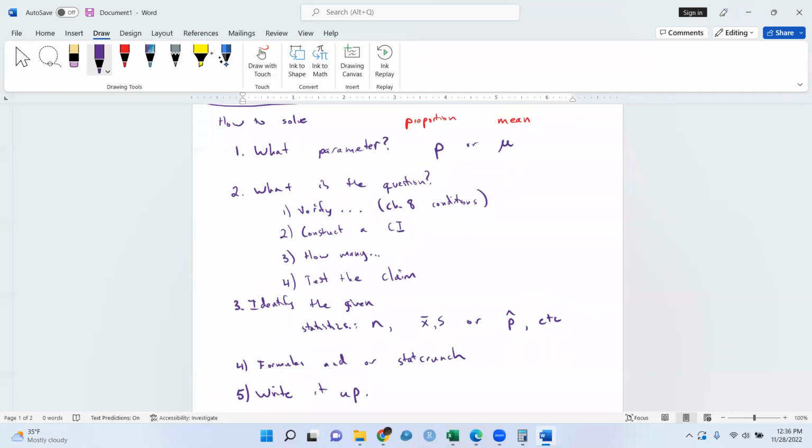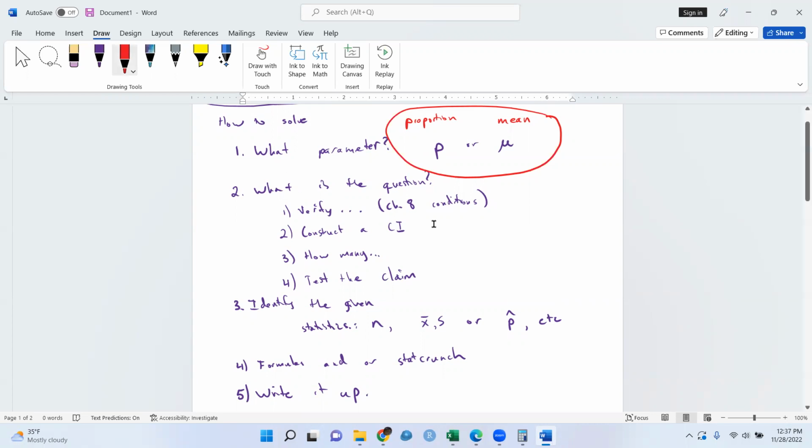And they all start with: do you know which of these two you're working with, proportion or mean? If you remember way back in chapter 3, we talked about parameters and statistics and the symbols and all that. Now we're putting this all together and mixing it up in a nice bag, and out comes beautiful ice cream.